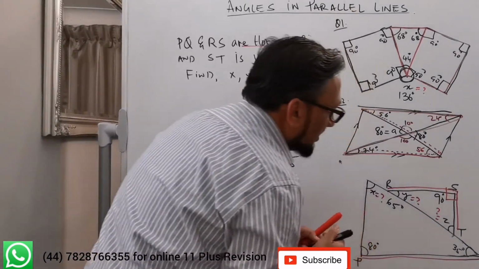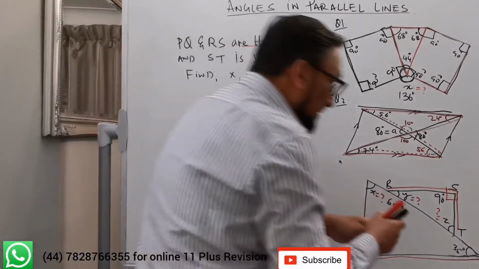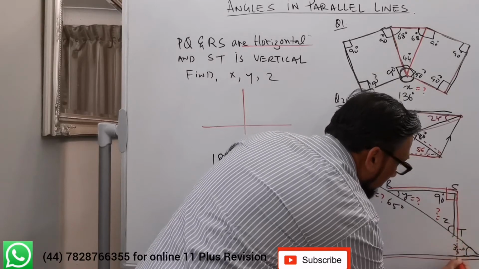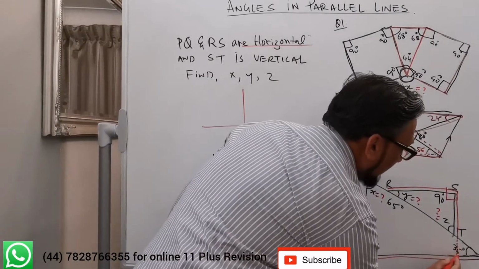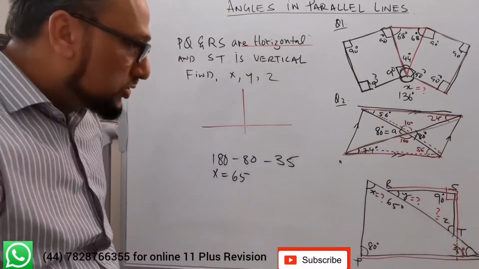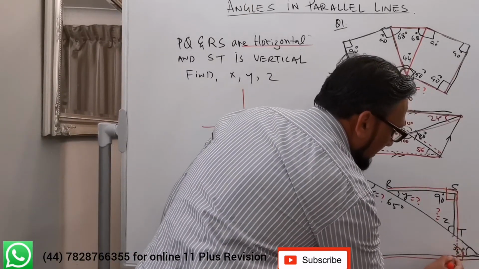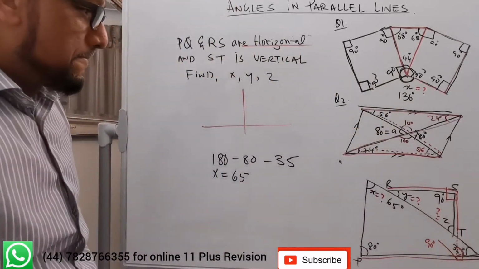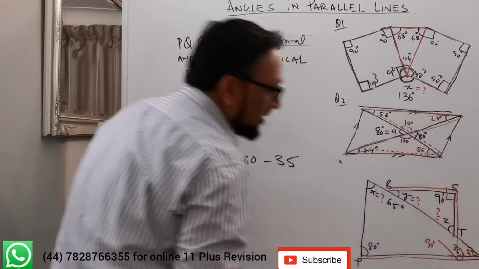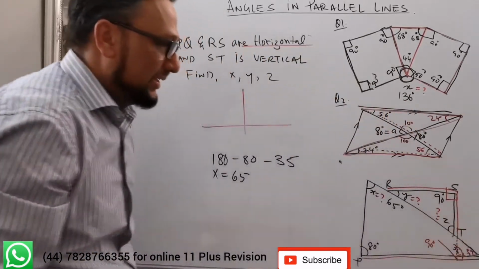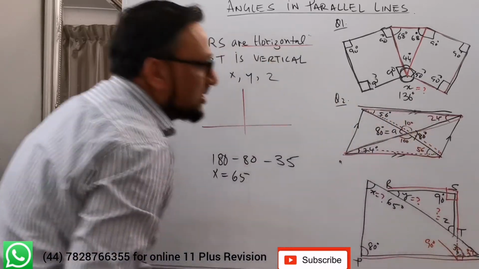And if I extend this ST line, because they mentioned in the question ST is a vertical line. So if I'm going down this vertical line further down, look at this one. If I go further down, what's happening? This one also making a right angle, which is 90 degree. And this small angle is 35 degree. So now they also make a small triangle, okay? And a small triangle we know has the angle 90 degree and 35 degree.